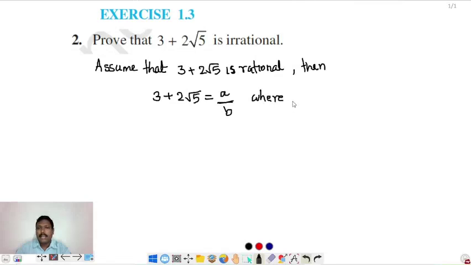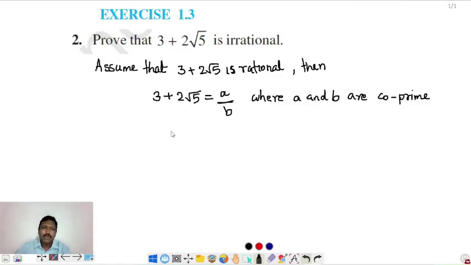You know what co-prime is. Co-prime means no common factors other than 1, or the HCF of these two numbers will be 1. Anyway, we got 3 plus 2 root 5 is equal to a by b.